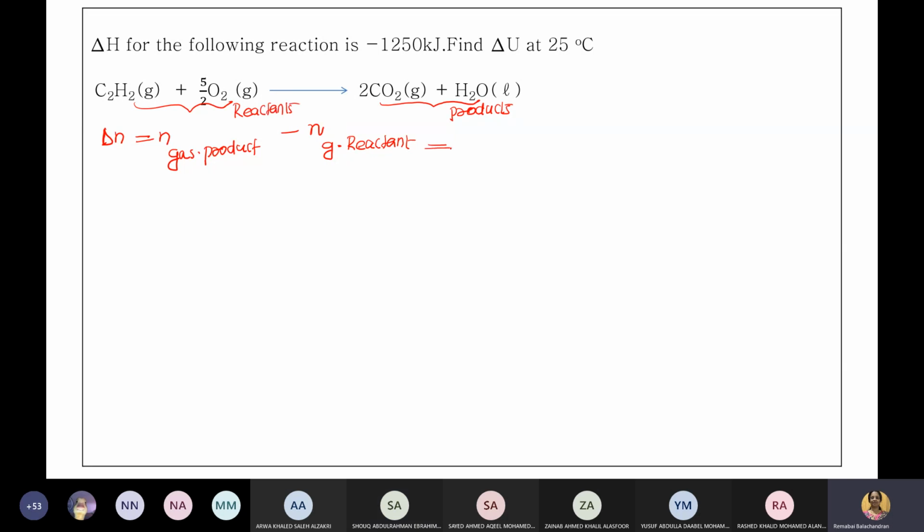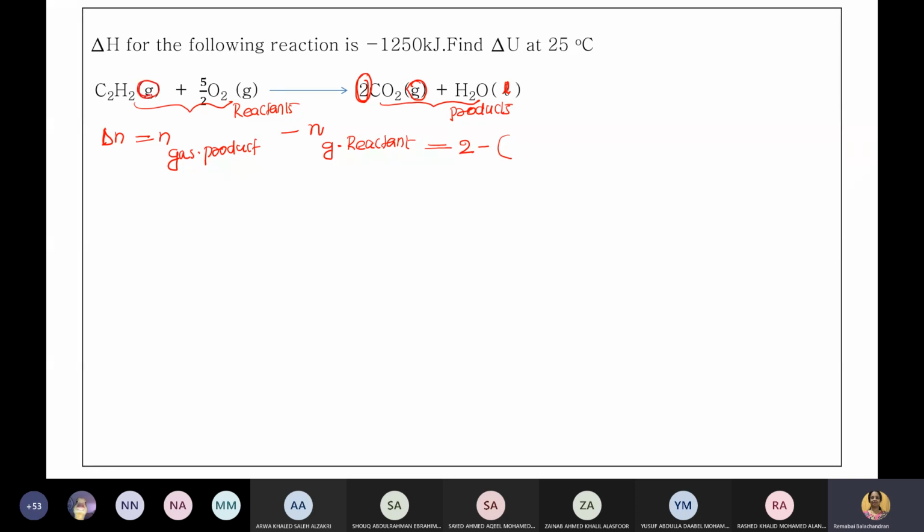Okay, so now tell me how many gaseous products are there? Here, how many? This is a gas, right? This is a gas, it's 2. This is a liquid. Can you take liquid? No. So the product side is 2 minus the reactant side.